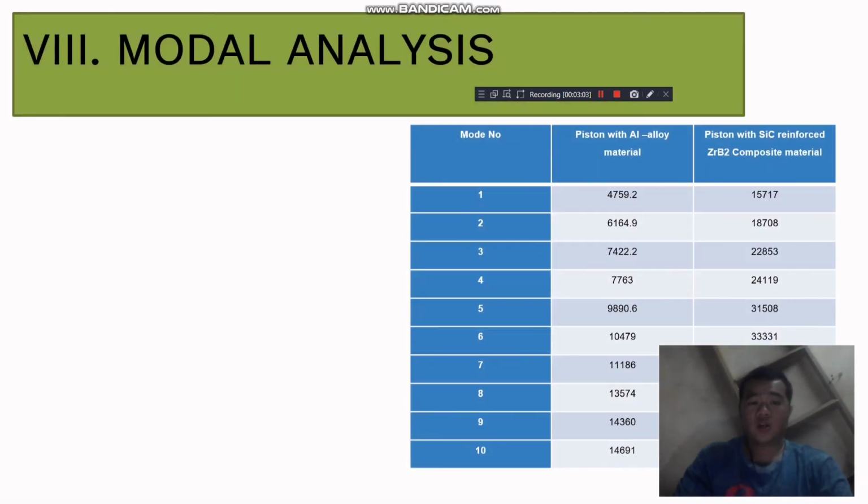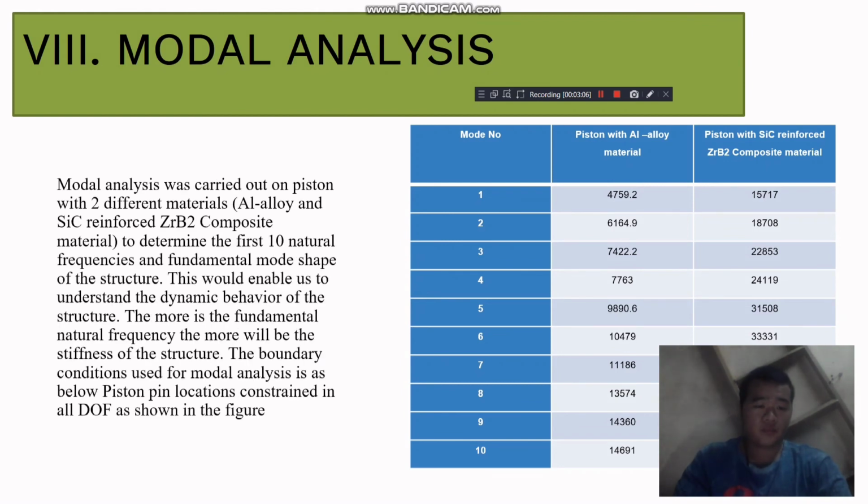The last one is the modal analysis. The higher the fundamental natural frequency, the more will be the stiffness of the structure. The boundary condition used for the modal analysis is below the pin location, constrained as shown in the figure. Shown in the figure is the piston with aluminum alloy material and the piston with the silicon carbide reinforced zirconium diboride composite material. These are the two columns to compare the figures of the two conditions.